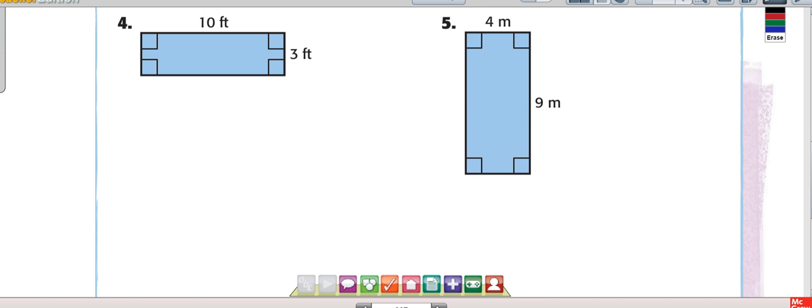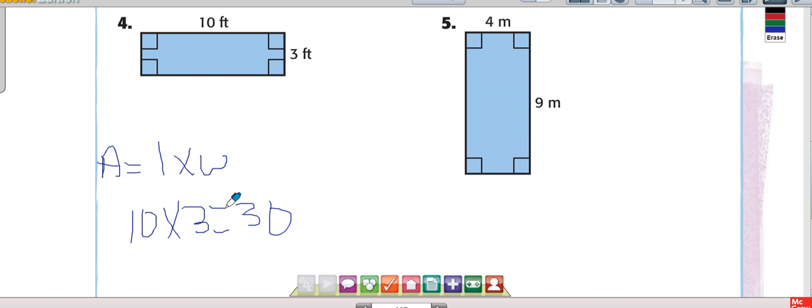So again, to find the area, it is going to be length times width. So for number 4, the length is 10, and 10 times 3 is 30. Okay, now I need to find the perimeter. I need to add all the sides. I only see 2 numbers though.